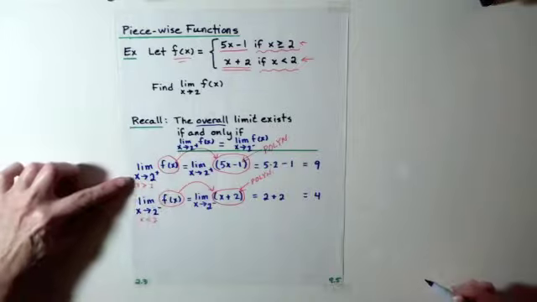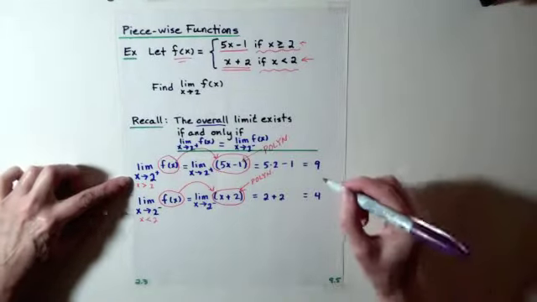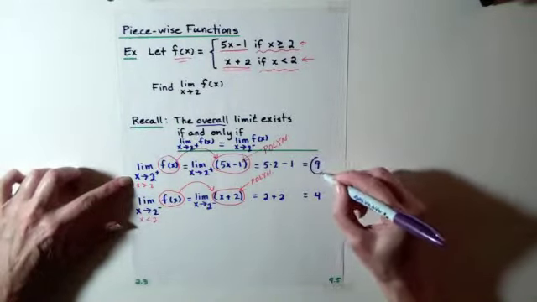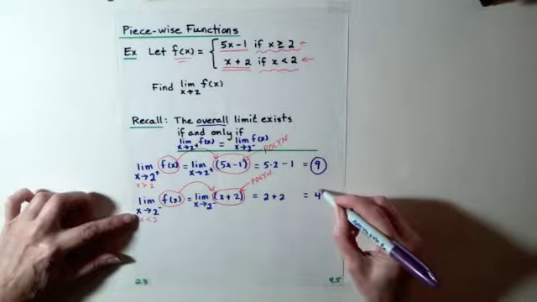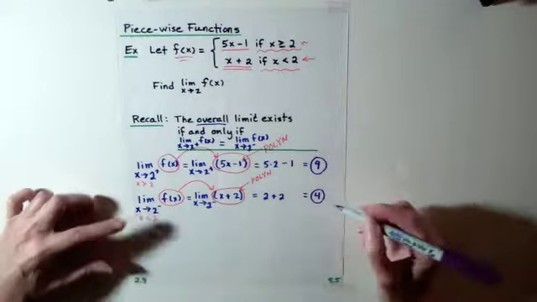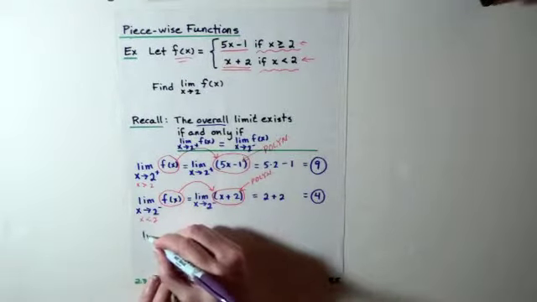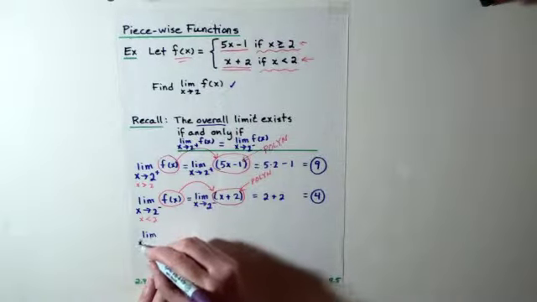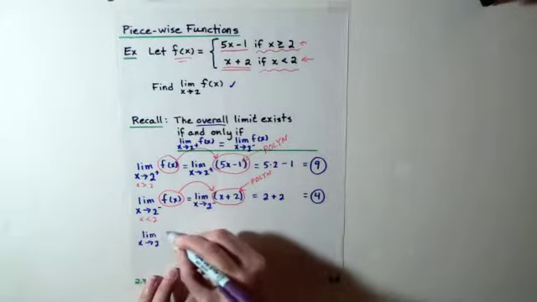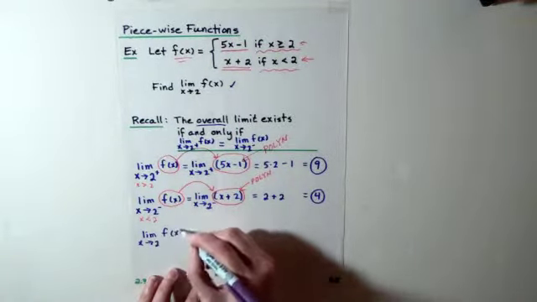The limit of f of x as x approaches 2 from the right is 9. The limit as x approaches 2 from the left is 4. What about the overall limit? That's what I was actually asked to find up here. I wanted to know the limit as x approaches 2 from both directions of f of x.